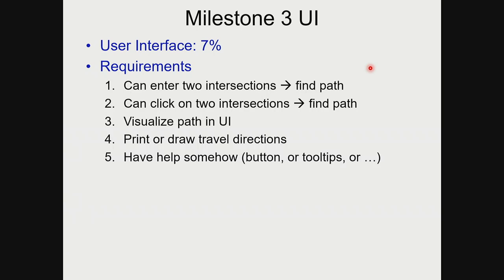Again, there is a UI part in this milestone as well. You will build on top of most of what you did in M2 to find intersections and find between two streets. You're going to use it and build on top of it. So again, this is worth 7%. We require you to do 5 things in this milestone.